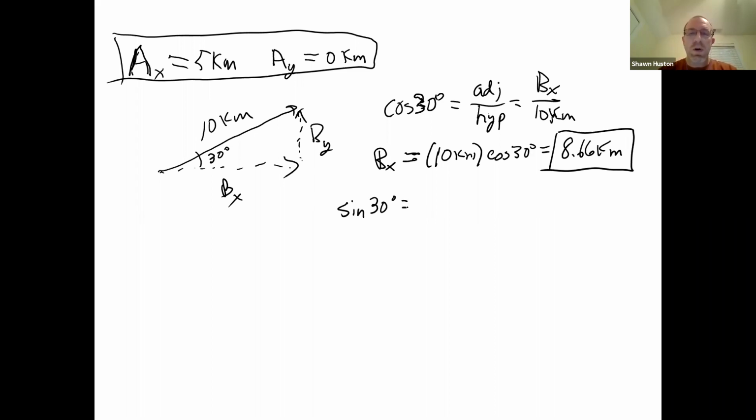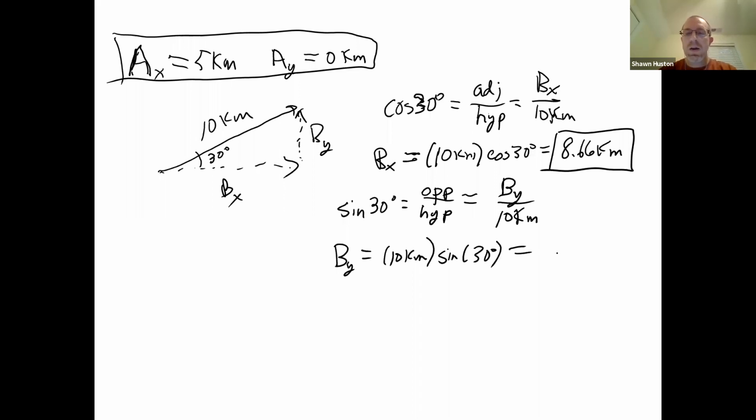And if I wanted to figure out B sub y, it's the exact same process, except it's sine that I would use this time, because SOHCAHTOA, sine's opposite over hypotenuse. That would give me B sub y over 10 kilometers. So now my B sub y would be what? 10 kilometers times the sine of 30 degrees. And this ends up being 5 kilometers. All right, great. So now I've got my x and y components of both A and B.